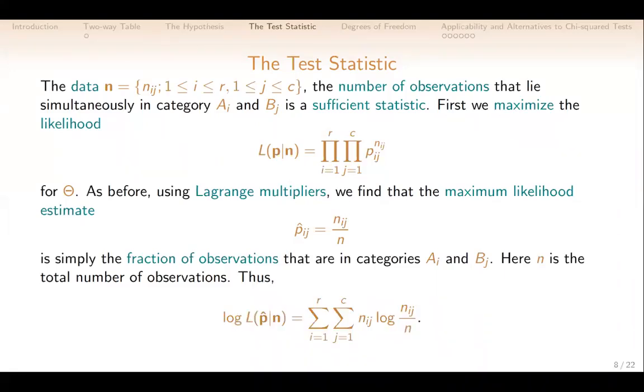Now you have to substitute that back into the likelihood function, or at least the log likelihood function. So the log likelihood function would be just the sum over I and J of Nij times log of Pij, but I'm going to substitute for Pij its maximum likelihood estimator, which is Nij, the number of observations, divided by the total number of observations.